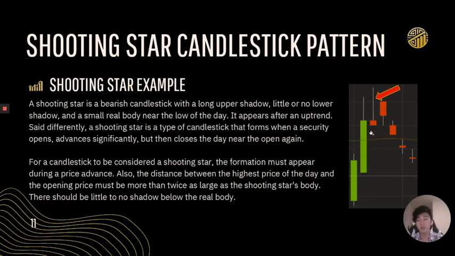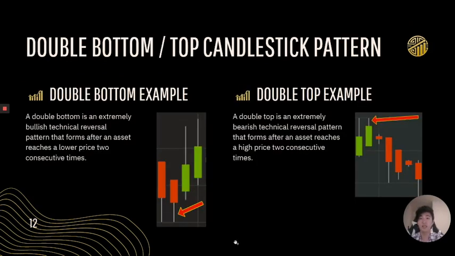Okay, so for a candlestick to be considered a shooting star, the formation must appear during a price advance. Now, also keep in mind the distance between the highest price of the day and the opening price must be more than twice as large as the shooting star's body. Okay, and there should be little to no shadow below the real body. I think this is pretty straightforward. Now, other than that, let's go ahead and talk about the next candlestick pattern.